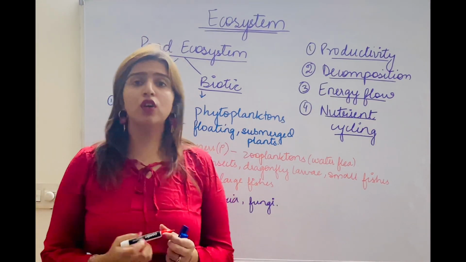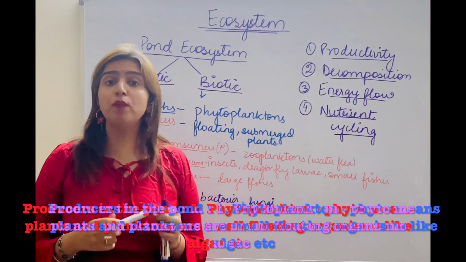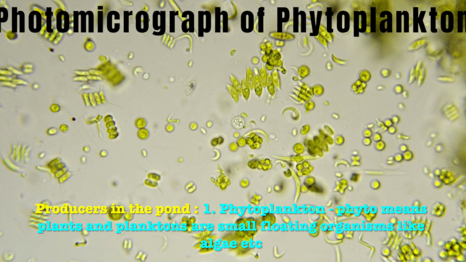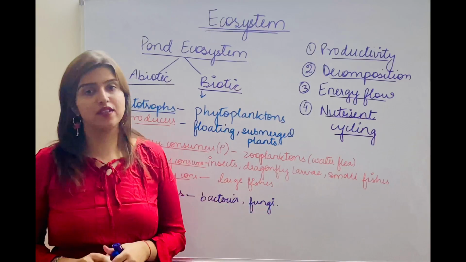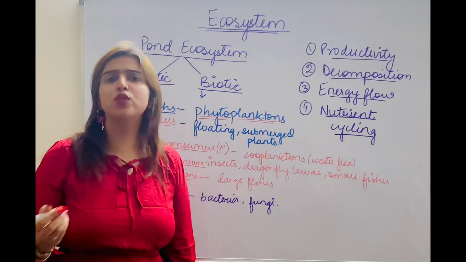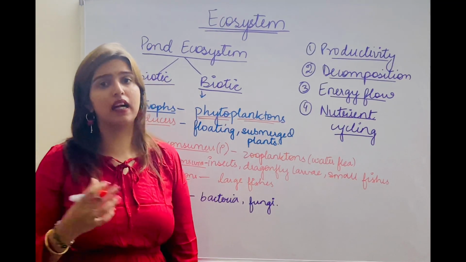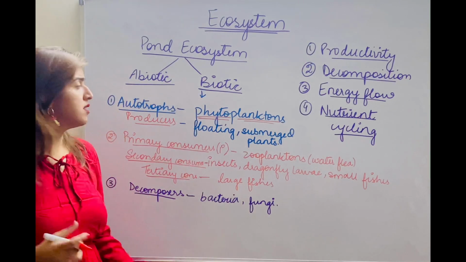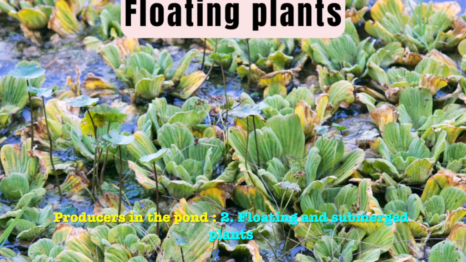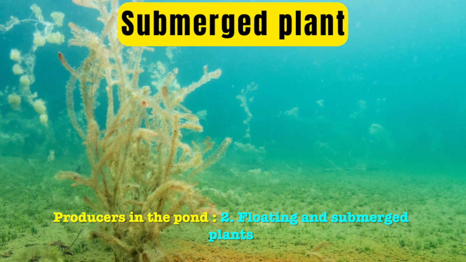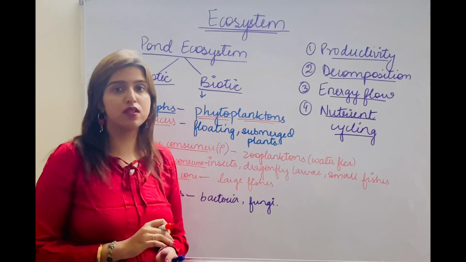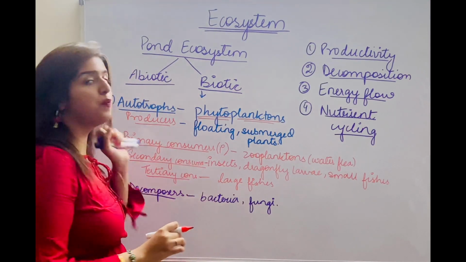You must have heard of organisms called phytoplanktons. Phyto means plants. Planktons mean small floating organisms. So these are microscopic organisms. These could be small algae organisms like that. They are the phytoplanktons. There are floating and submerged plants also. There are plants that are found in the pond. They will also perform photosynthesis, fix the biomass. They are my producers.